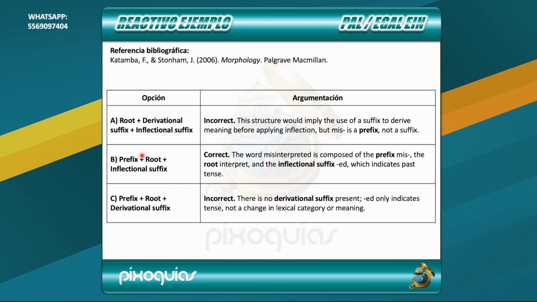The correct answer is B. Prefix plus root plus inflectional suffix. Why? Because the word misinterpreted is composed of the prefix mis, the root interpret, and the inflectional suffix ed, which indicates past tense. By the way, A, root plus derivational suffix plus inflectional suffix is incorrect because this structure would imply the use of a suffix to derive meaning before applying inflection, but mis is a prefix and not a suffix. C is incorrect because there is no derivational suffix present, and ed only indicates tense, not a change in the lexical category or meaning.